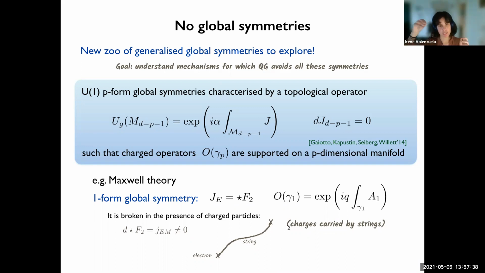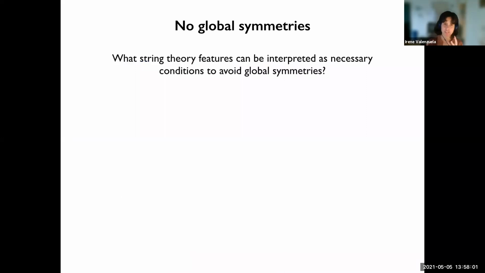No? So they can break by inserting the local operators associated to the particles. So in this example, you could say that the existence of charged particles could be a consequence of requiring that you don't have these one-form global symmetries in your theory. And the goal is to try to understand to what extent these conditions are necessary or sufficient, like exactly what are the string theory features that you can interpret as necessary conditions to avoid generalized global symmetries.